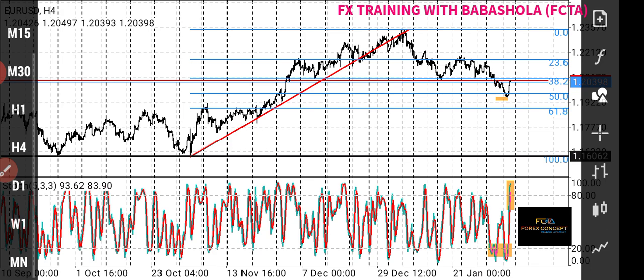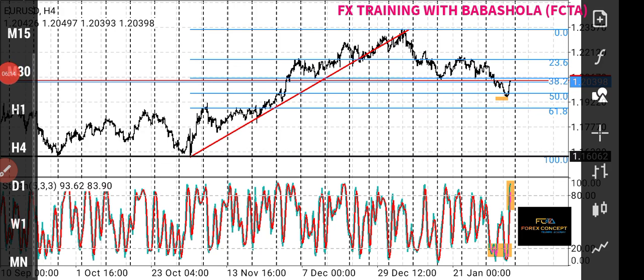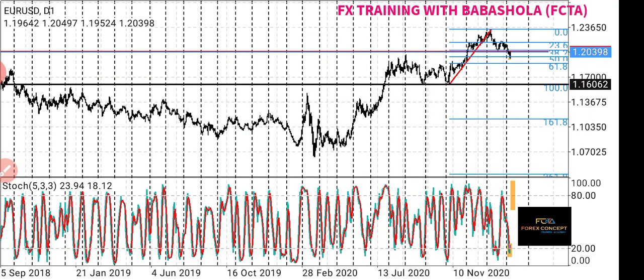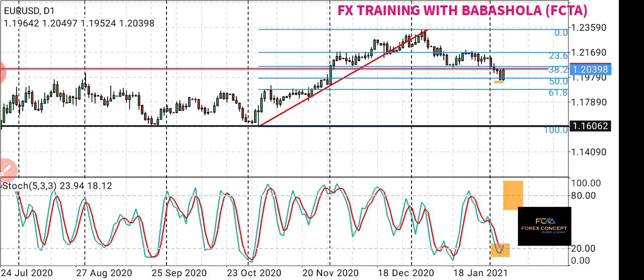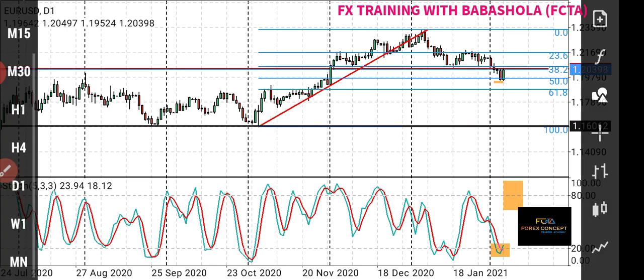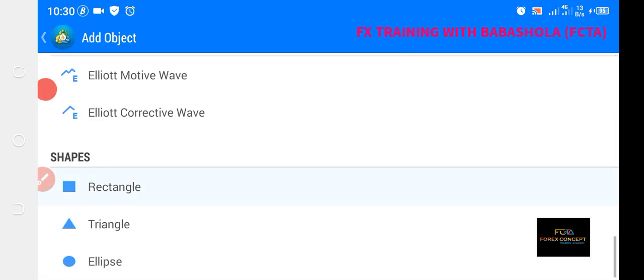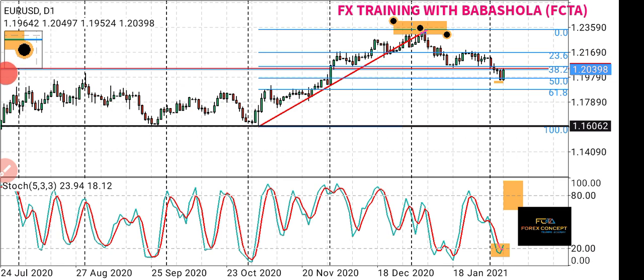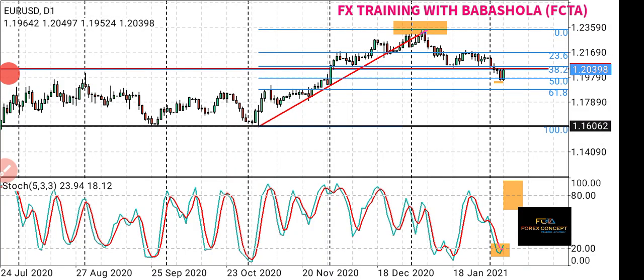First of all, on the daily chart, a head and shoulders pattern was formed. Let's see the head and shoulders pattern. Okay, this is the head. This is the shoulder. And this is the second shoulder.